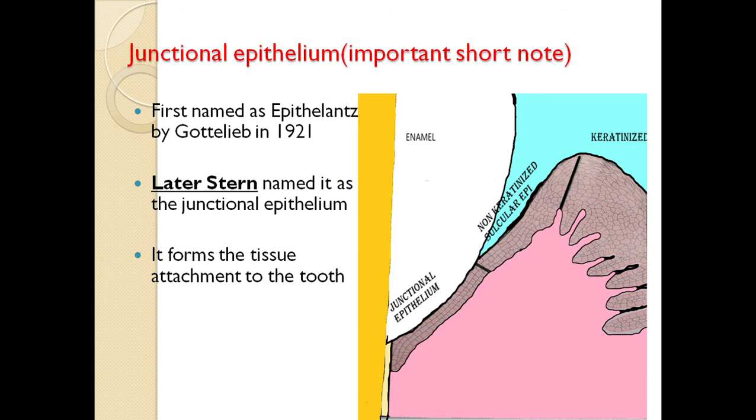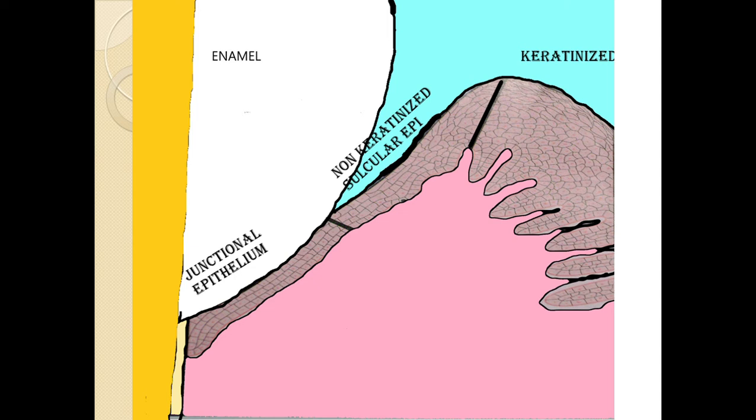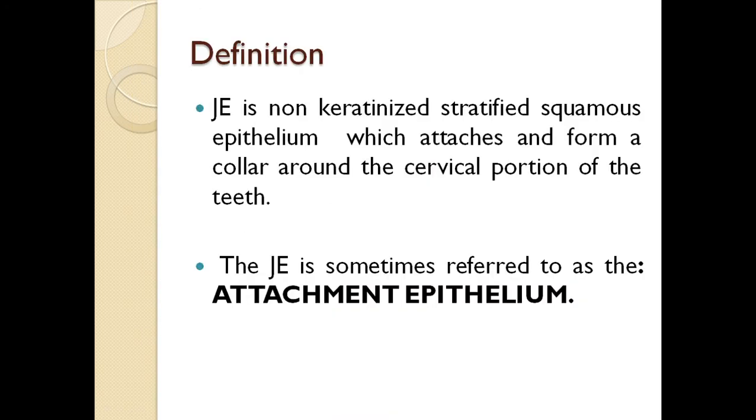Coming on to the junctional epithelium. It was first named by Gottlieb in 1921. Later Stern named this structure junctional epithelium. It forms the tissue attachment to the tooth surface. In healthy condition it lies at the cemento-enamel junction. It is non-keratinized and does not have rete pegs.